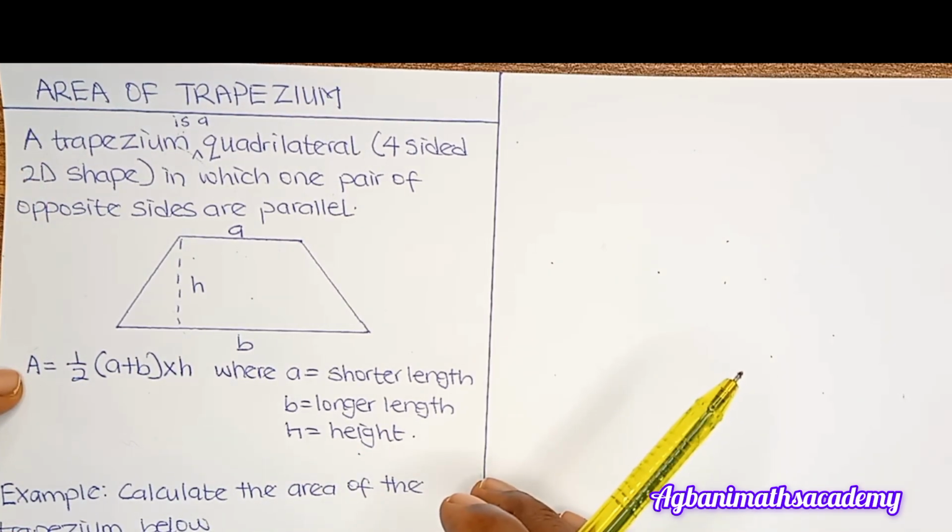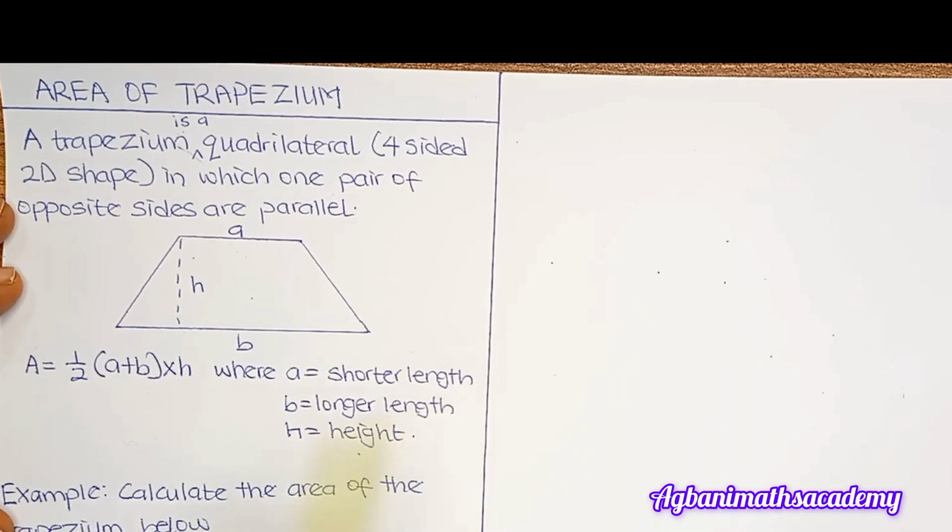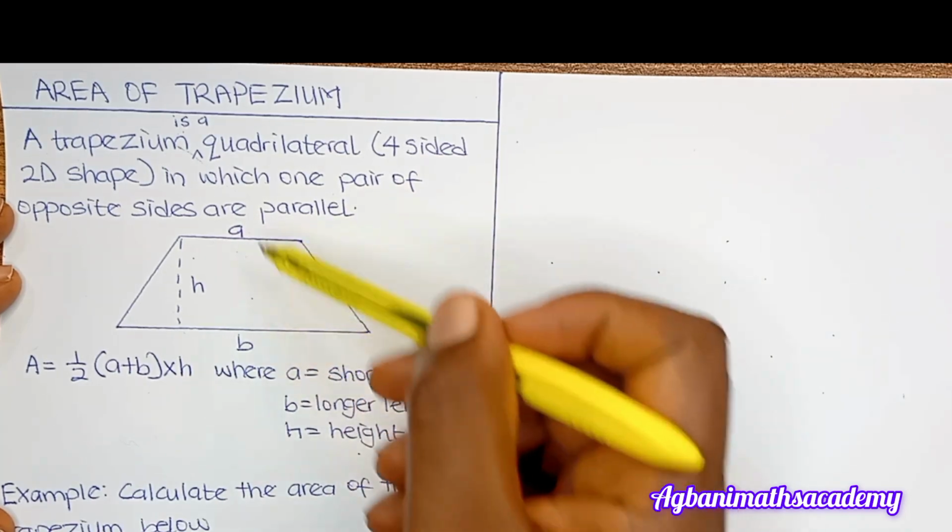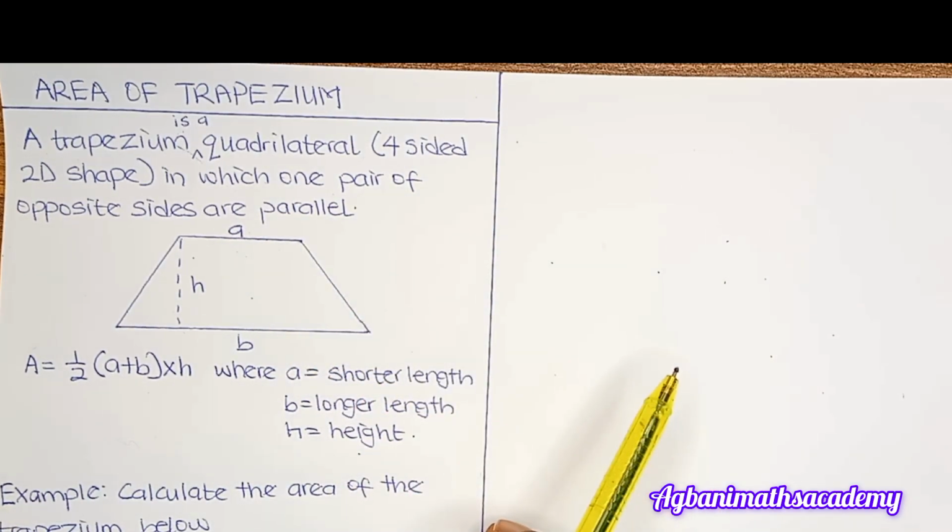So this is the formula you're going to employ to calculate the area of a trapezium. Area is equal to 1 over 2 parenthesis A plus B times height. You are doing this in order to find the average of the two lengths. We want to get the average of the two lengths and then multiply it by the height. That is why we have half A plus B: A plus B, and then you divide by 2 to get their average.